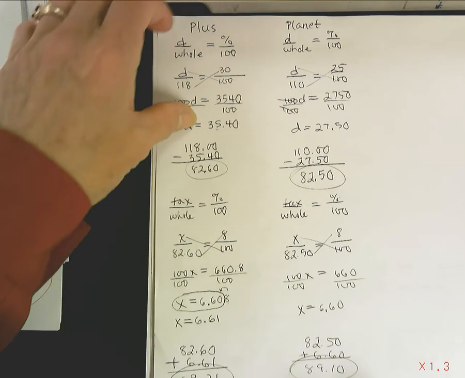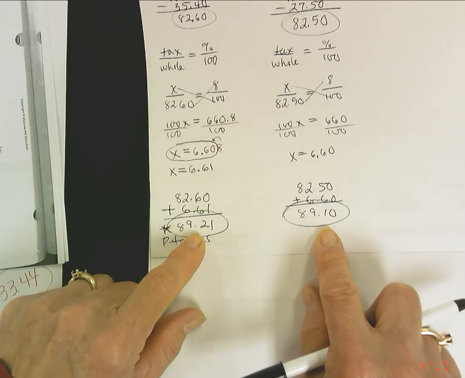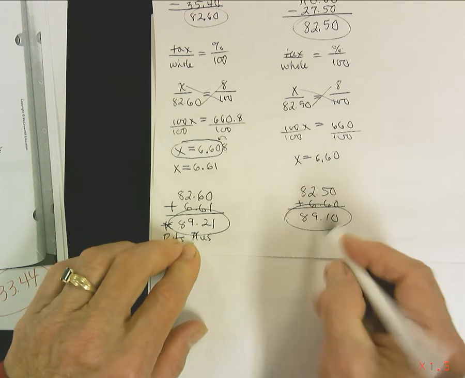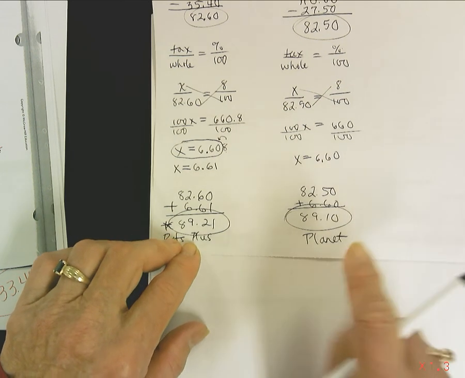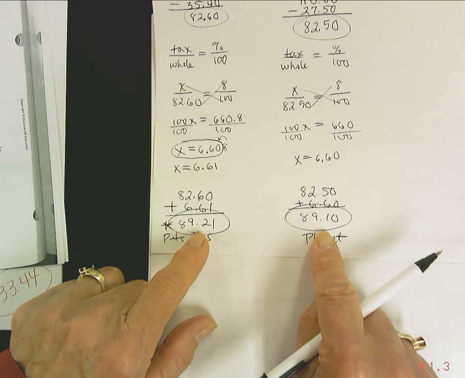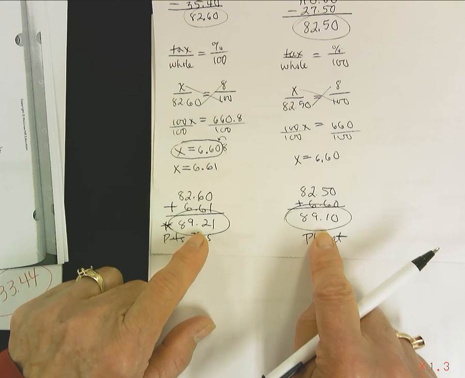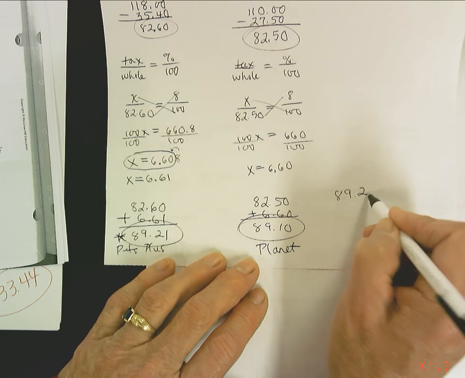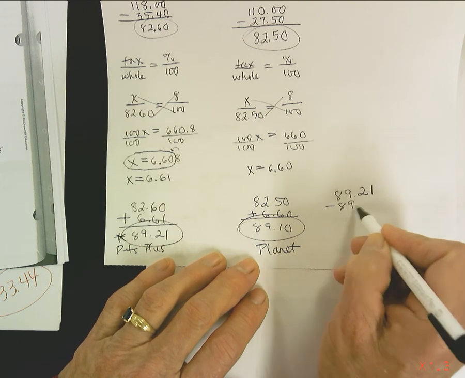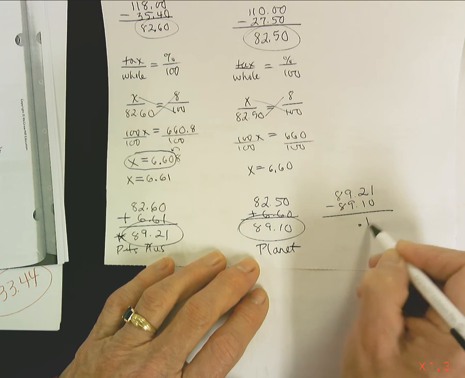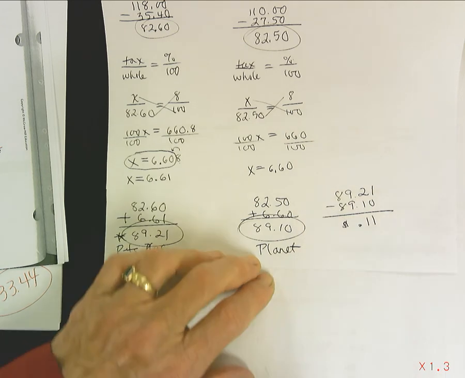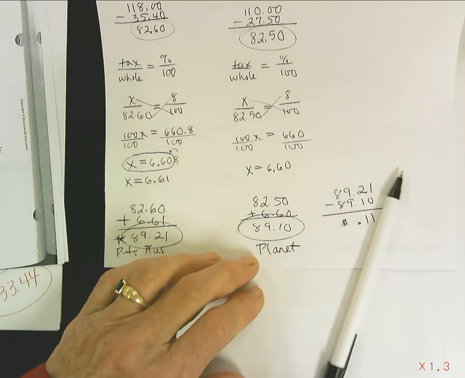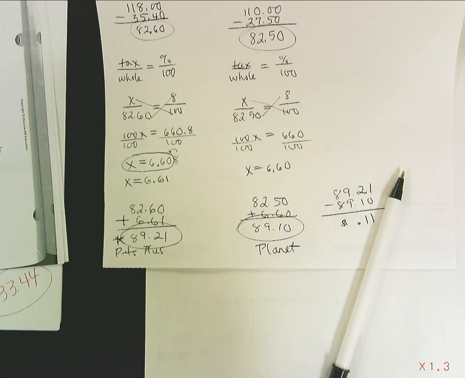Guys, look carefully. Which one is cheaper, Pets Plus or Pet Planet? Which one is cheaper? Planet. How much cheaper? What are you going to do to find your savings? Gotta subtract them. $89.21 minus $89.10. We just saved a whopping 11 cents. But at least we saved a little bit. Okay, so that's it. And now you're going to start working on a review.